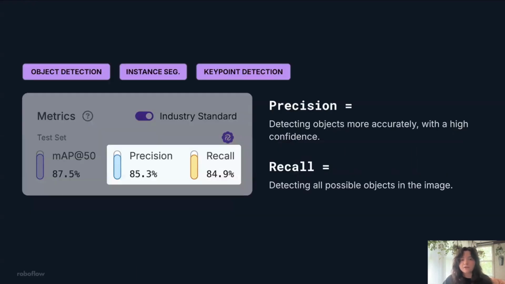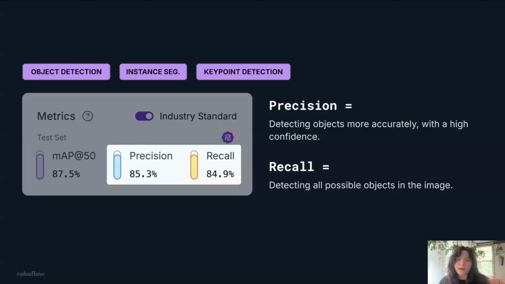So when you're looking at these metrics, precision and recall, you can optimize a little bit between precision and recall. If you want to optimize more towards precision, you want to make sure that you're detecting objects more accurately with a high degree of confidence. Versus recall, you want to detect all possible objects or instances in that image.